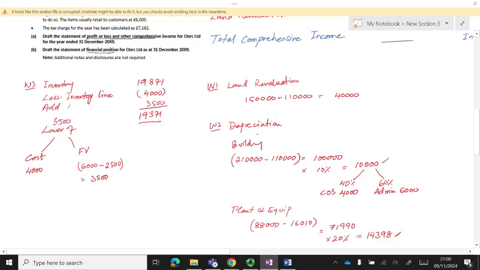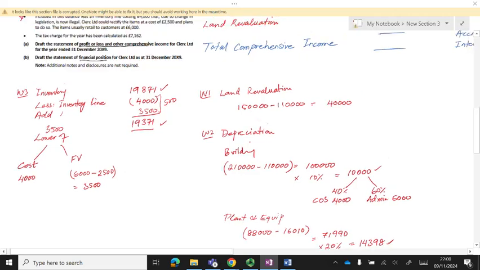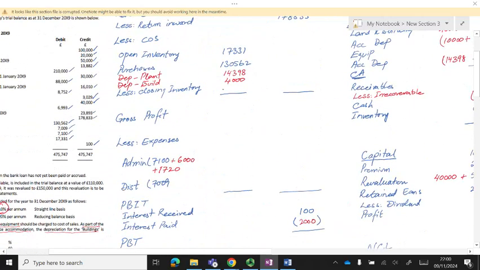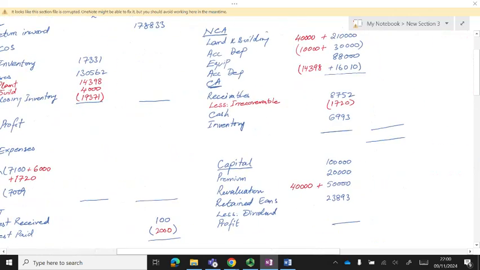So what you could also do was 19,871 minus 500 to get 19,371. But I like to do it in steps, so just to show you that first we have removed the affected items, and then we have added back the fair value of those affected items. So now 19,371 is the value of my closing inventory. And I should also include that in my current assets.